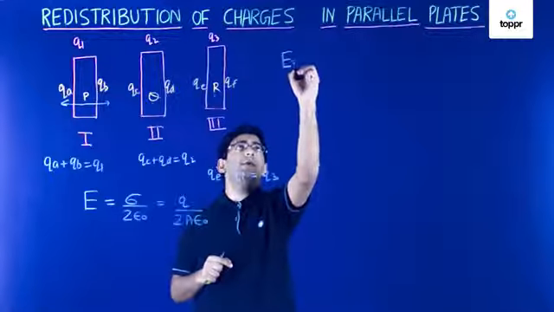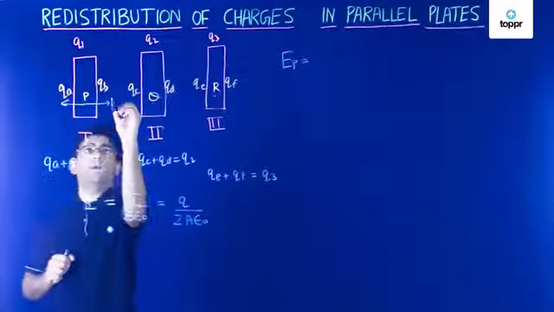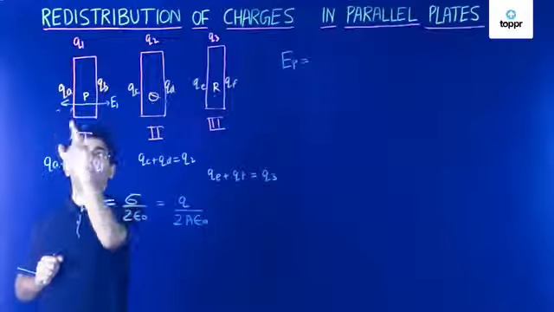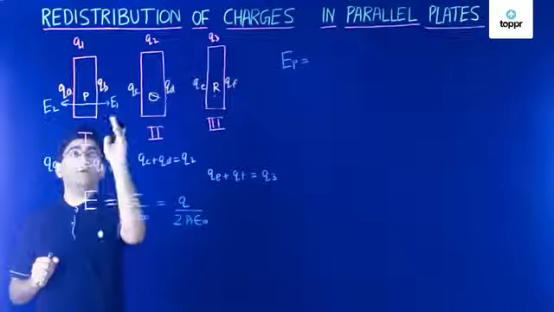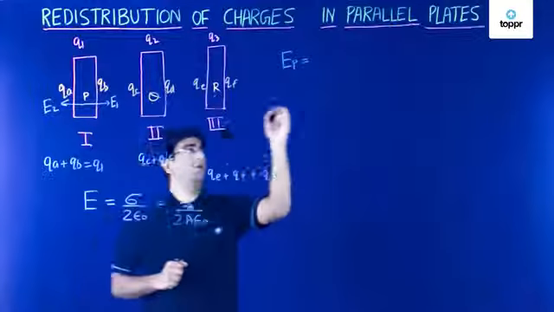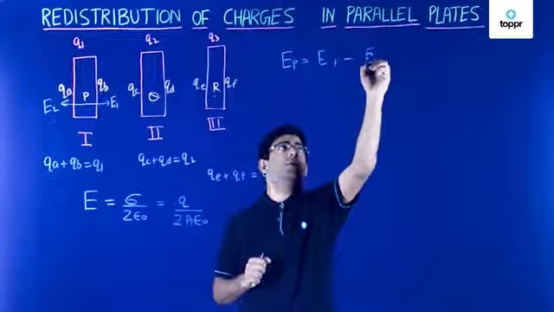So let's say EP, so that would be written as electric field, let's say E1 is the electric field due to QA, and E2 is the sum of all the electric field due to the remaining of the charges. So this can be written as E1 minus E2.